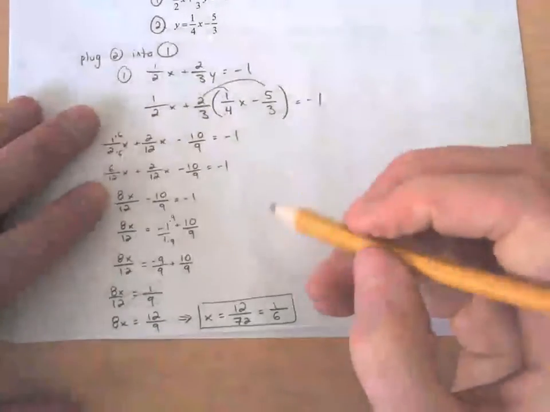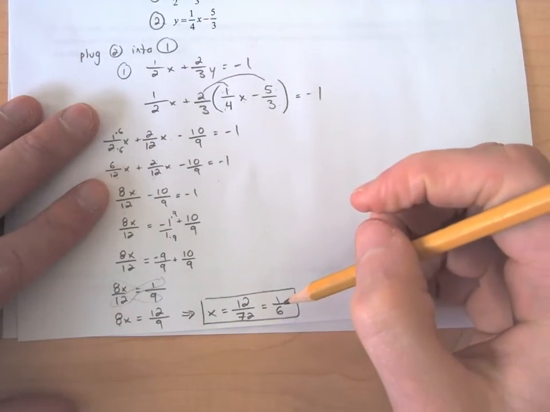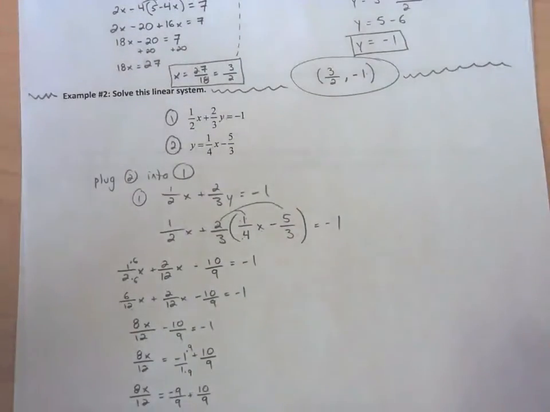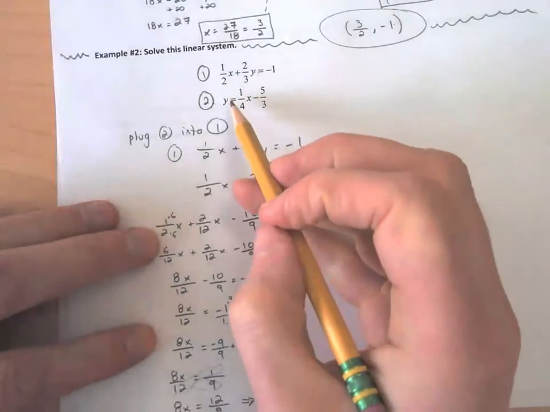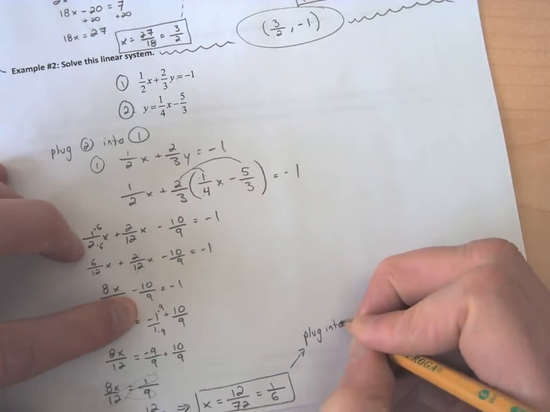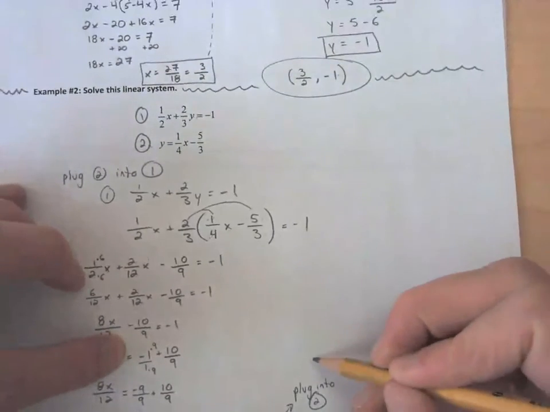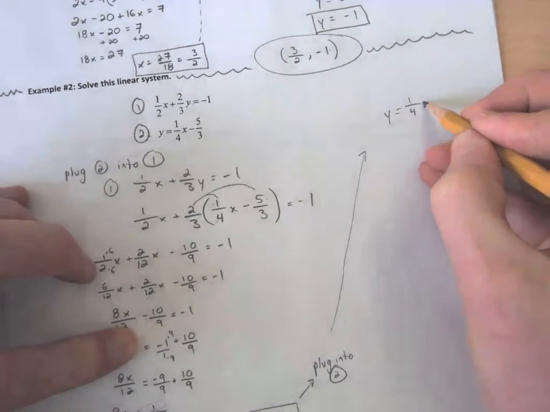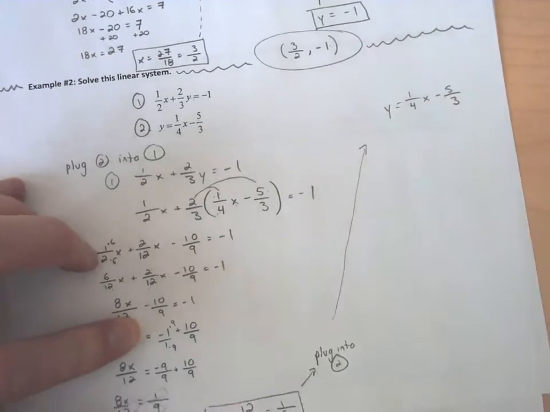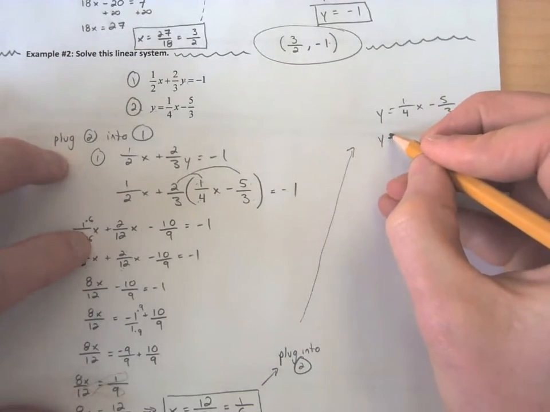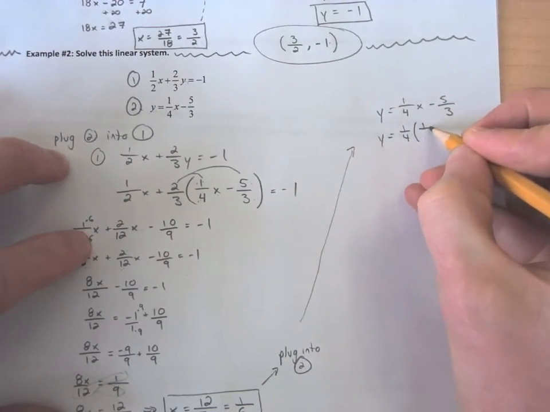Okay. Now what I do is I take this x equals 1 over 6 and plug it into either of these equations and now solve for y. The easiest one is this one because it's already solved for y. So we're going to plug into 2. So I'll go up here. So we have y equals 1 over 4 x minus 5 over 3 as our y value. We know our x value has to be 1 over 6. So I'm going to rewrite it, but instead of x, I'm going to write 1 over 6.